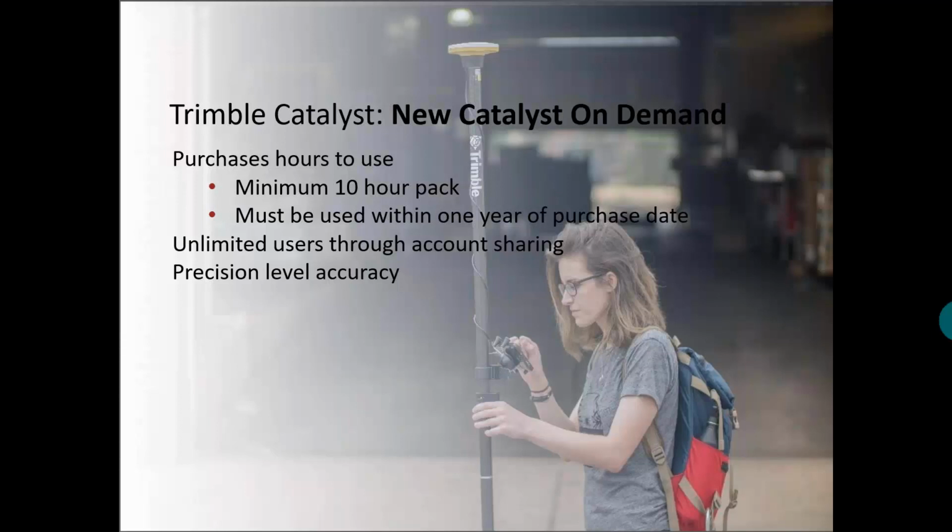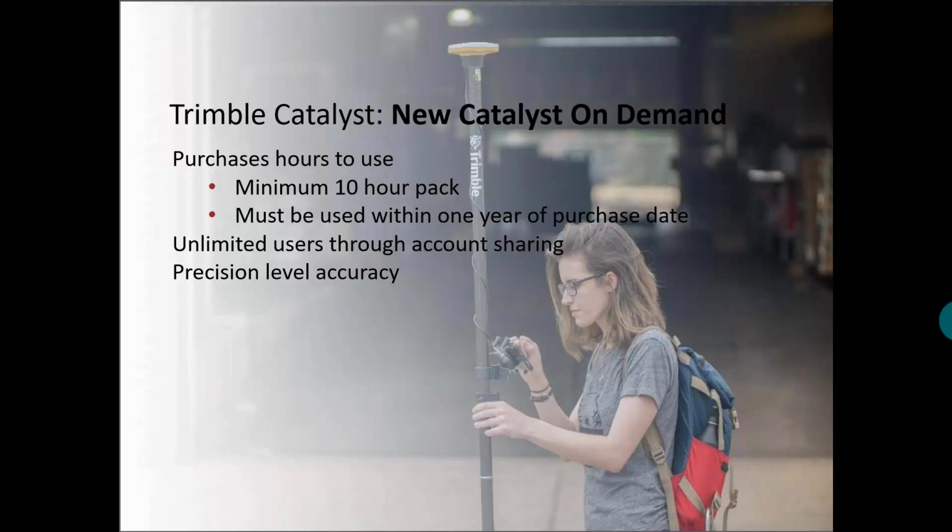So the new Catalyst On Demand can be purchased in packs of 10 hours at the minimum. You can go higher than that. You can buy packs of 50 or 100 hours in one big block. And those must be used within 1 year of the purchase date. That has to do with the service agreement: you have to use them within that time period or you lose them.